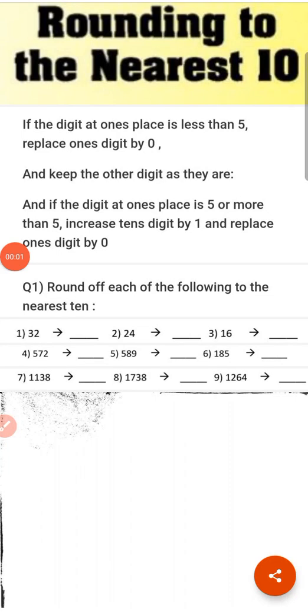Good afternoon, fourth standard. Our today's topic is rounding off numbers. Rounding off numbers means making a number simpler but keeping its value close to what it was.